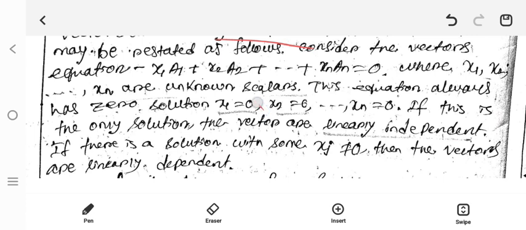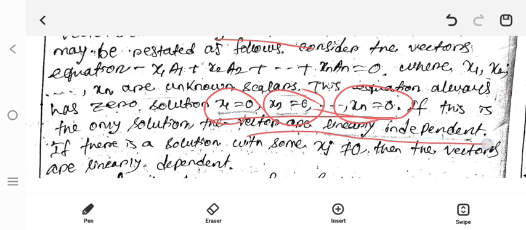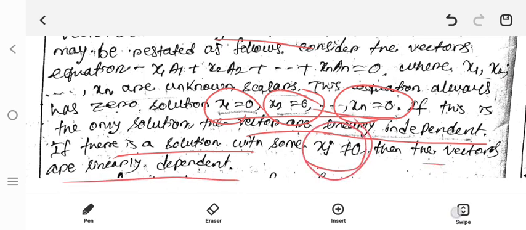That is when x1, x2, up to xn, all the scalars, become zero. If this is the only solution, then the vectors are linearly independent. And if there is a solution with some scalar which is not equal to 0, then the vectors are linearly dependent.